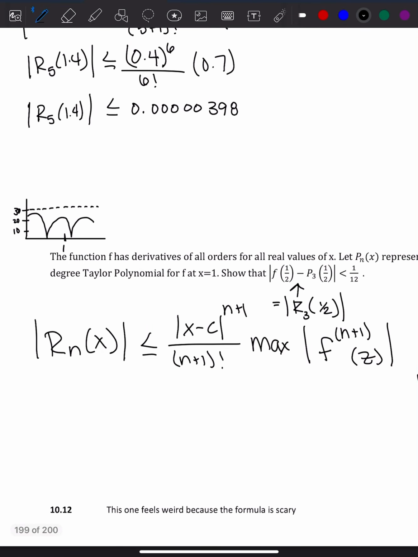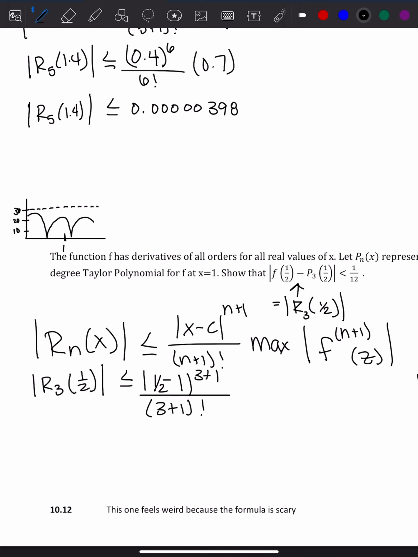So we have r sub 3 of 1/2 is less than or equal to the absolute value of 1/2 minus 1 to the 3 plus 1 divided by 3 plus 1 factorial times our max of 30. So just like before, we're going to go ahead and plug it in to something. It could be a calculator, it might not be. So we do have to be a little bit careful of that.